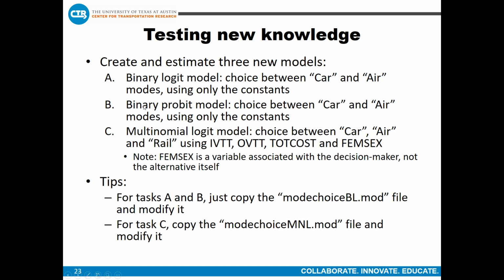Task B is create a binary probit model. So it's not a logit, it's a probit model. And people are choosing between car and air, also only using the constants. And the last task, task C, is you're going to use the multinomial logit model, and people are going to choose between car, air, and rail. And I want you to use these variables: IVTT, OVTT, total cost, and femsex.